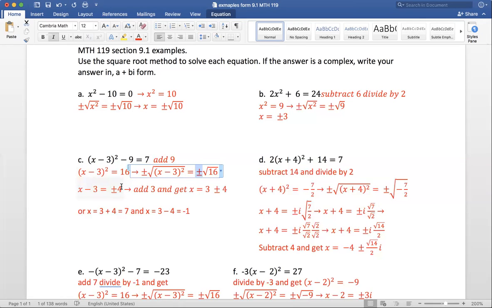So to solve this for x, remember we have to isolate the x. We add 3 to both sides, giving us x equals 3 plus or minus 4. And since these are integer numbers, or if they were rational numbers, same idea, we would add and subtract those out. 3 plus 4, that'd be the positive case, gives us 7. And 3 minus 4, the negative case, gives us negative 1.